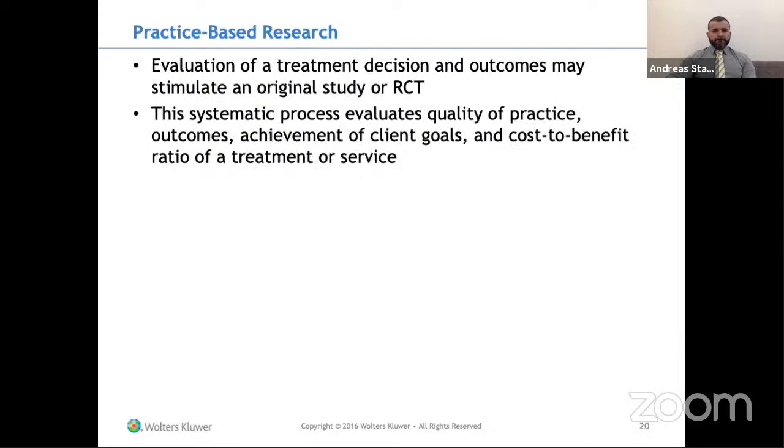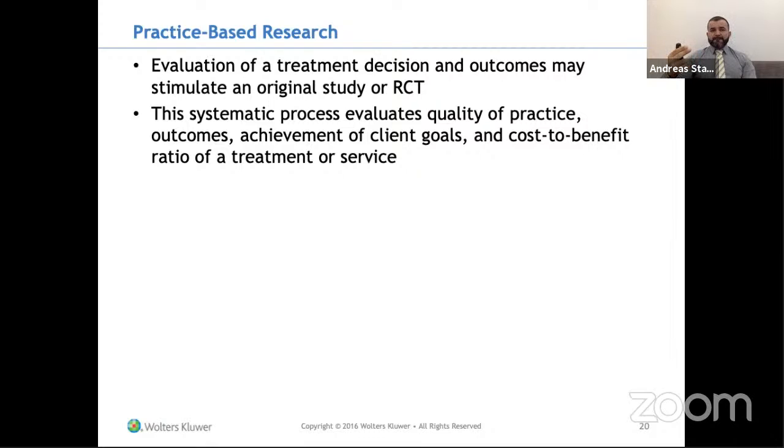Yes, so we'll cover that already, but when we evaluate what we decide to do and we get some feedback, it worked, didn't work. Mostly, some of it worked in these people, didn't work in other people. It may give us information to go back and do some more specific research, an original study or an RCT. So that's another thing that we get out of practice-based research.